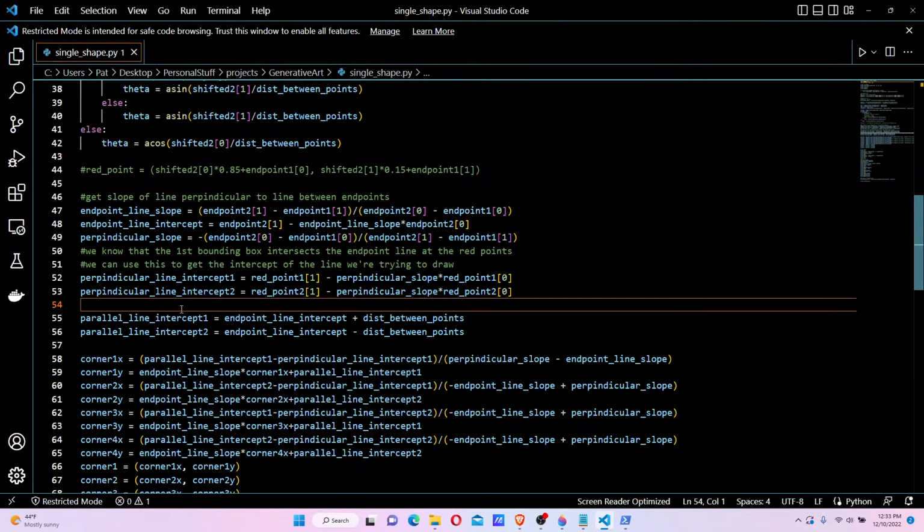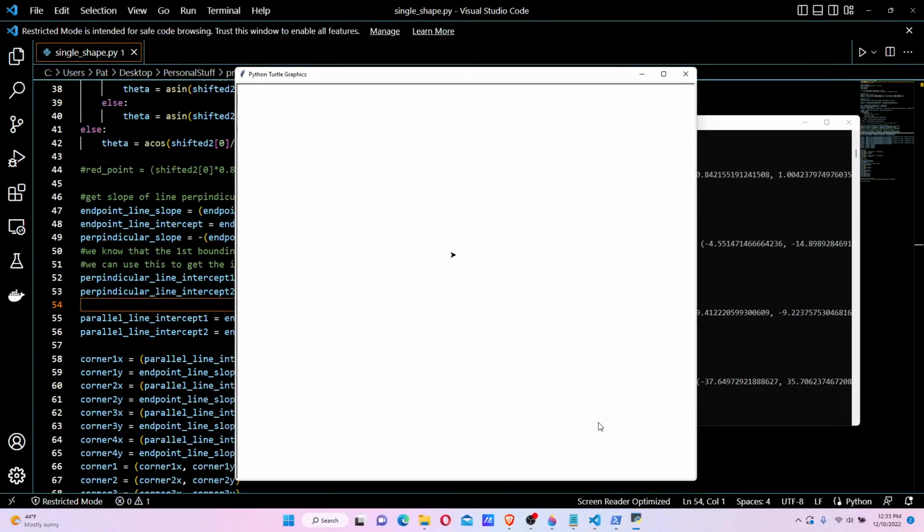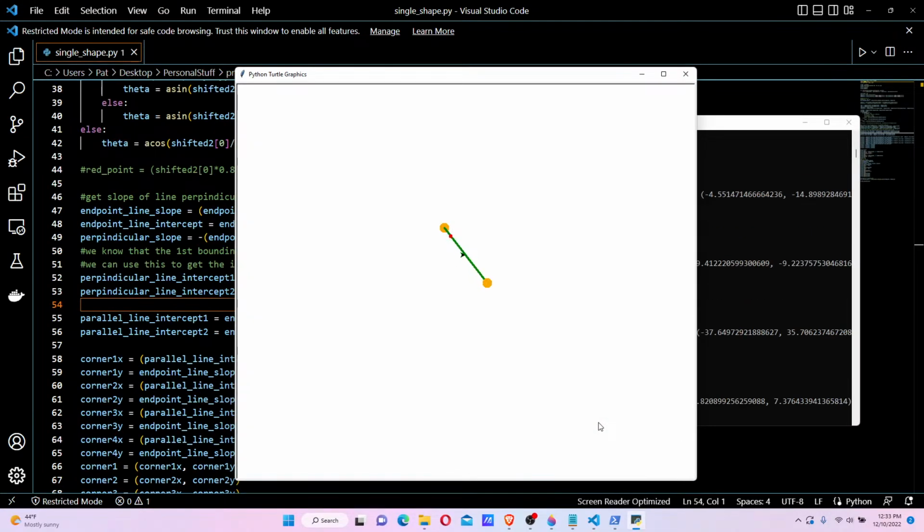Parallel line intercept 1 is equal to endpoint line intercept plus or minus distance between points. That looks like a good shape.